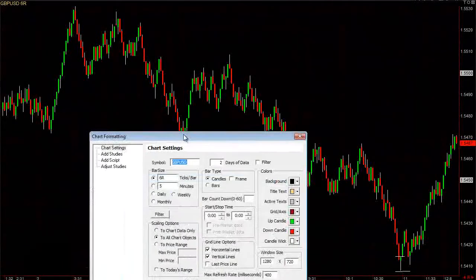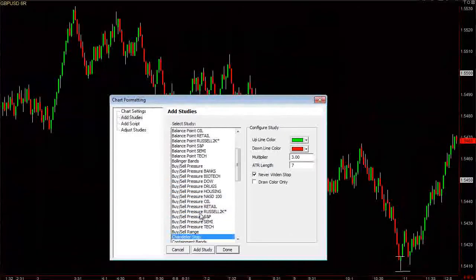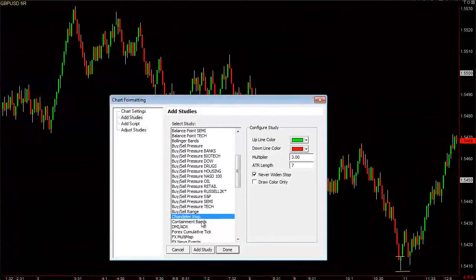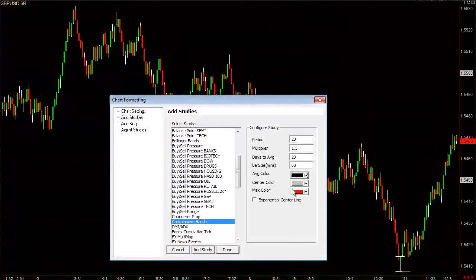So just to add more clarification of this, containment bands. This is one of our better tools. It shows you the hourly moving average, and it also shows you your bands.